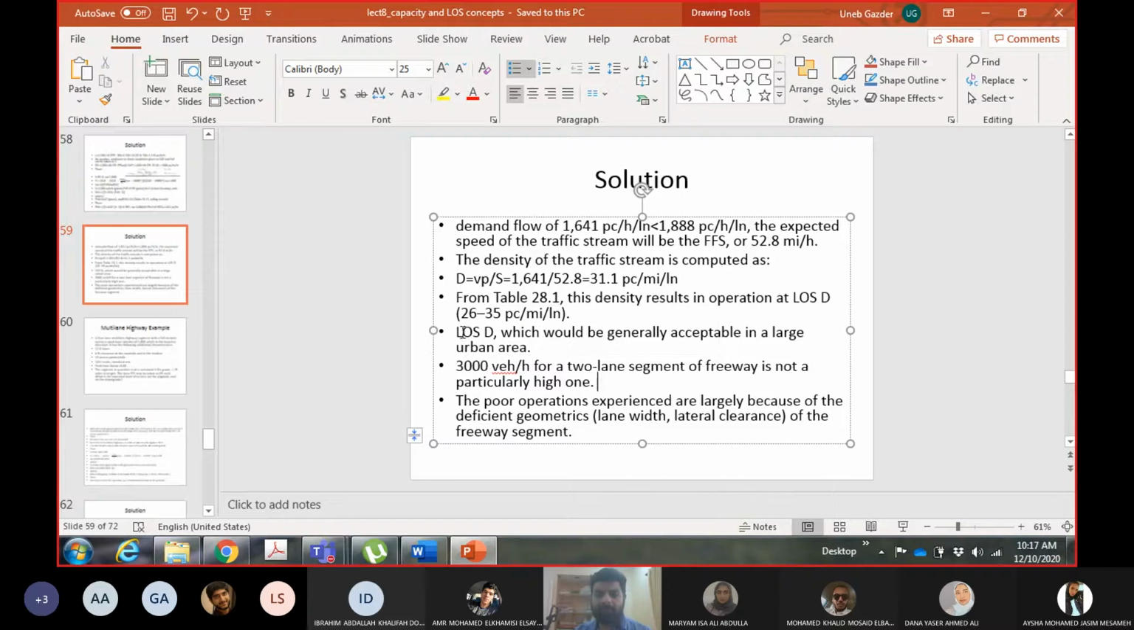So why do we have this level of service D? Level of service D is because of the poor geometric conditions. The main reason is that the lane width is very small. If you see from the table, it was the least lane width given for freeways and multi-lane highways, and the lateral clearance is 0. So you can improve the level of service if you can increase these things. This is something good, and it shows you the design aspect. This is very good.